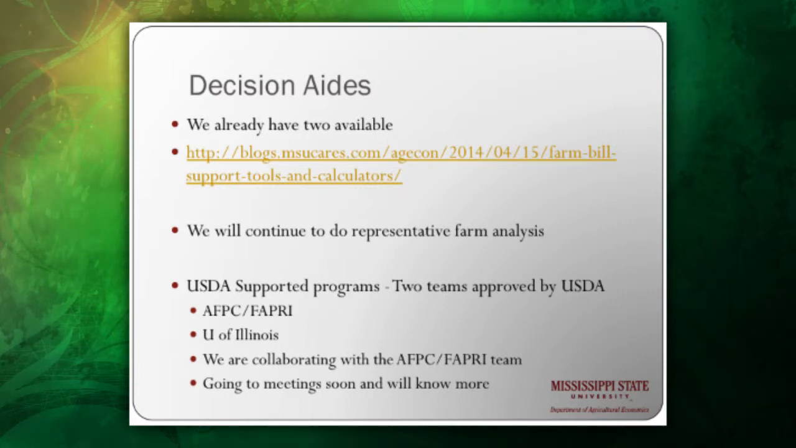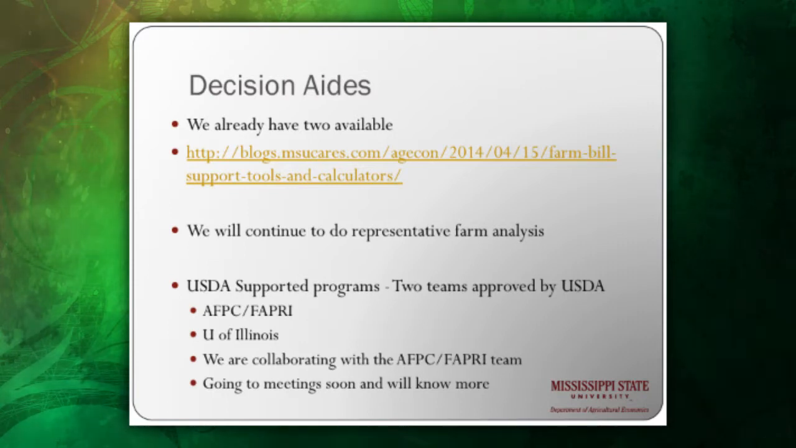I'd also note that USDA is given some funding in the Farm Bill to support decision aids. 2 teams have been approved by USDA, and we are collaborating with one of those teams, the Ag and Food Policy Center at Texas A&M, along with the FAPRI team at the University of Missouri. So we will be working on decision aids and putting out new information as there are developments.